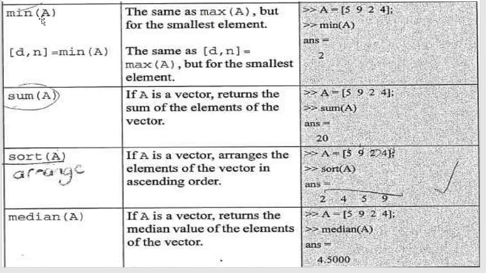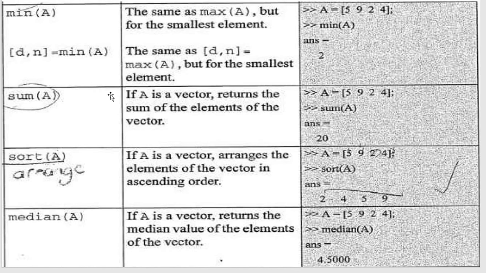So next one is the minimum, the minimum of the value. The same array, minimum is used to display the minimum element. What is the minimum here? 2 is the minimum. Similarly, [D, N] equal to minimum of A presents the minimum element as well as the position of the minimum element. Here 2 is the minimum element. The position is 3, third place.